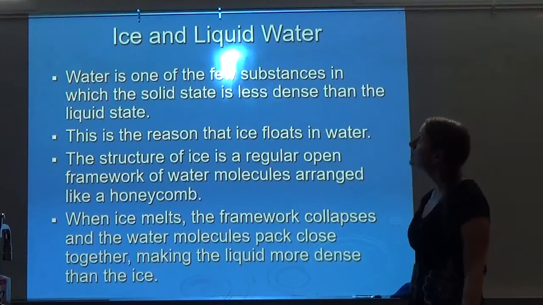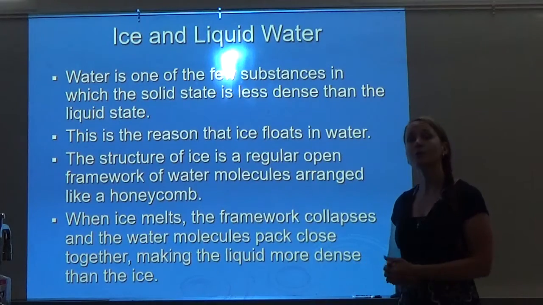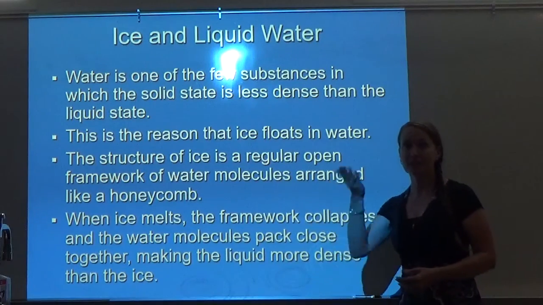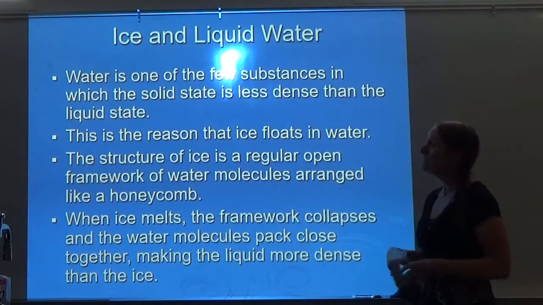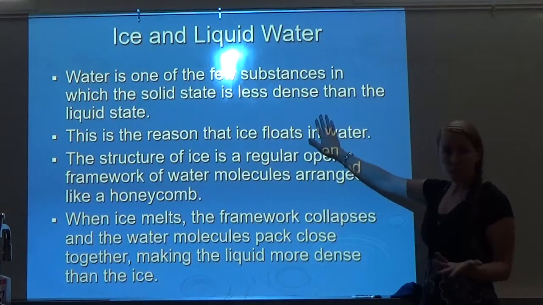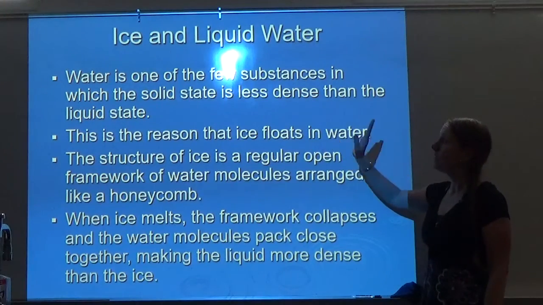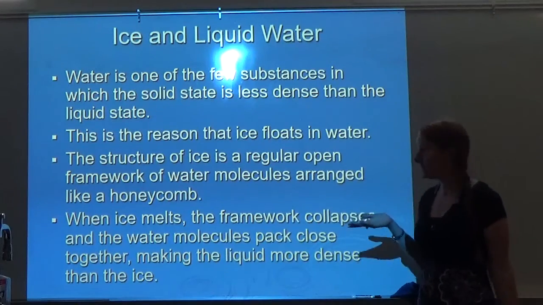Water is one of the few substances in which the solid state is less dense than the liquid state. For most substances, the solid is the most dense, the liquid is less dense, and the gas is the least dense. But water is more dense than ice, which is why ice floats, and ice is, of course, the solid form. The reason that ice floats in water is that difference in density.